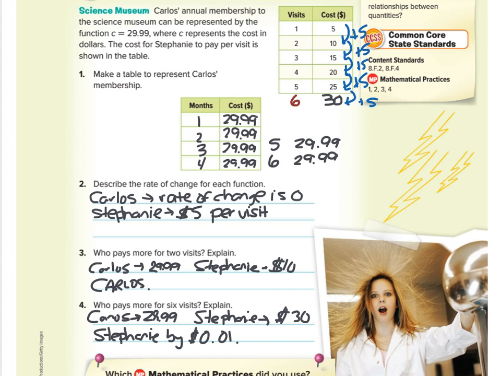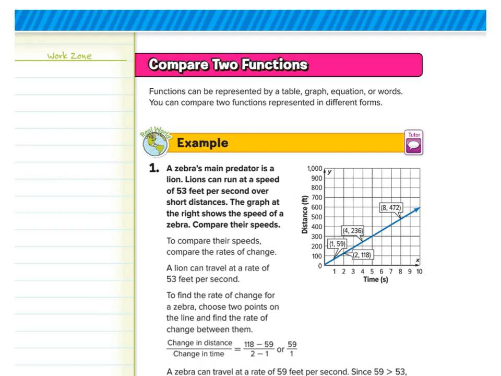So throughout this lesson, we're going to compare properties of functions represented in different ways, both tables, graphs, and even as an equation. And we can actually throw words into these comparisons as well, as functions can be represented by a table, graph, equation, or words. You can compare 2 functions represented in different forms.